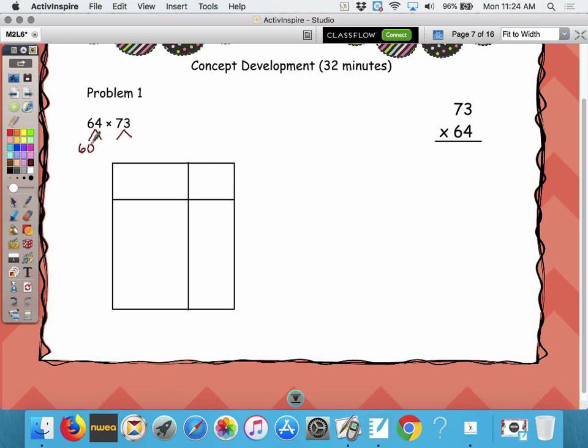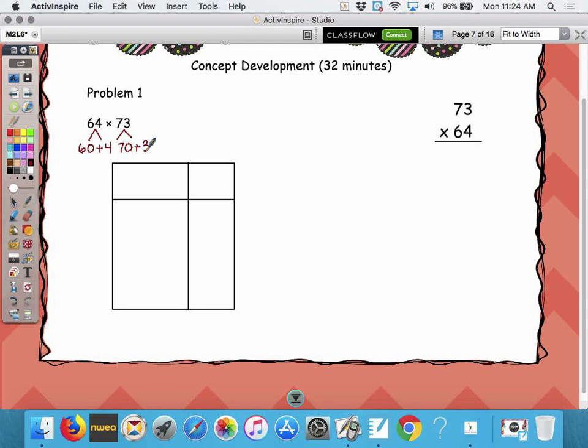So this will be 60 plus what? 4. And this will be 70 plus 3. Now, Junior, you were gone, but this will help you do your lesson from Friday that you missed much simpler. Yours are going to seem a lot easier than what we're doing today.